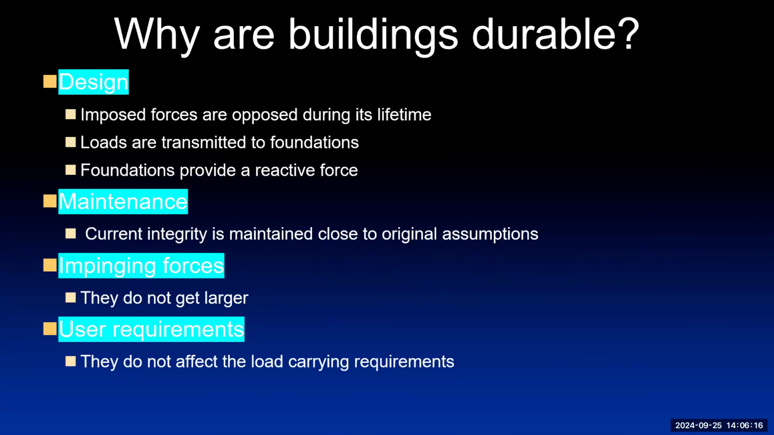So let's change the name just a little bit and say, why are buildings durable? We have four things to consider. First of all, their design. Secondly, their maintenance. Thirdly, the impinging forces. And fourthly, the user requirements. So first, let's look at design. That looks at the imposed forces which are opposed by a structure during its lifetime. So there are two things there. You have to look at the forces and understand them, and understand what the suggested lifetime for a building or other structure is going to be.